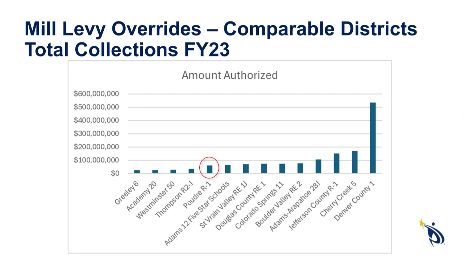We're not quite on total collections with our neighbors right to the left of us. But as we look to the other side of that, there are districts that are collecting quite a bit more that are even similar in size, like St. Vrain, Boulder, to call out a few. Cherry Creek, Jefferson County, obviously those are much bigger districts. So that's one way to look at overrides.